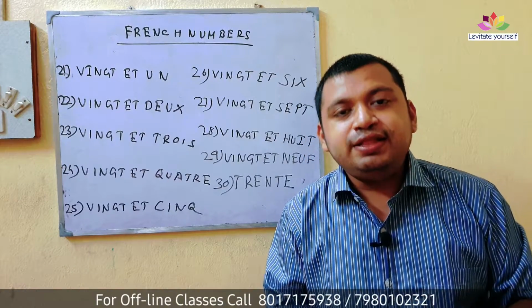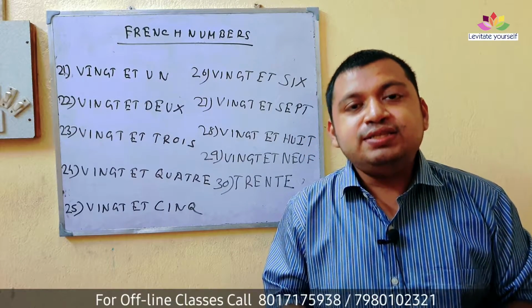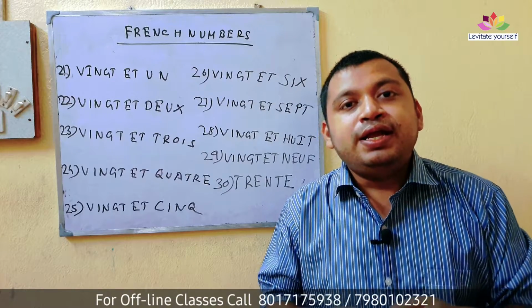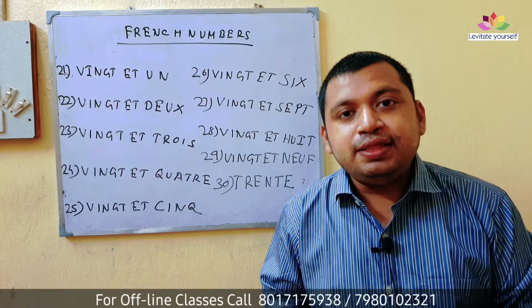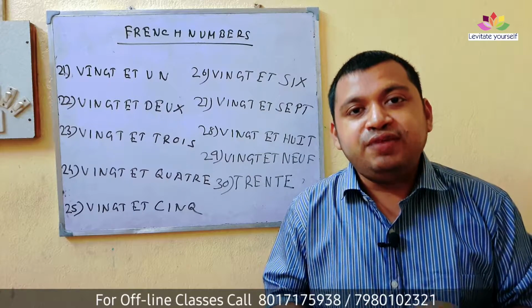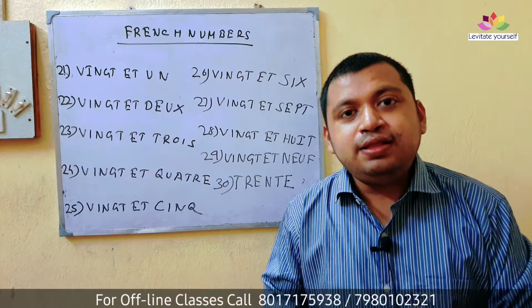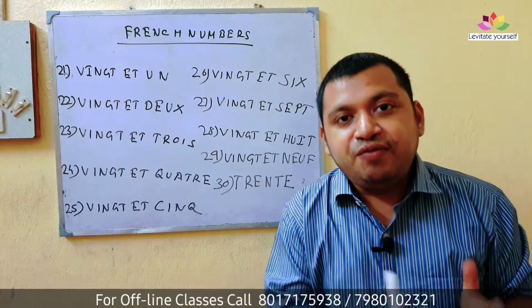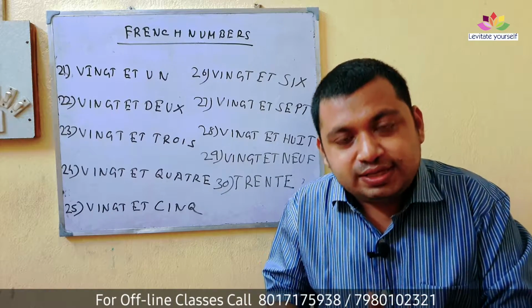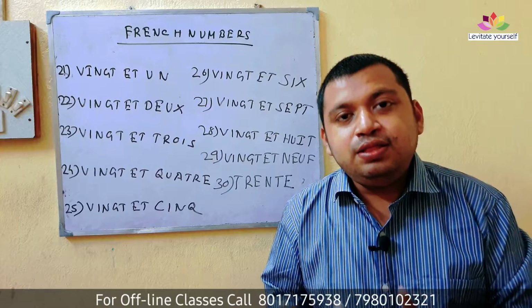Number 21 is vingt et un. Number 22 is vingt-deux. Number 23 is vingt-trois.